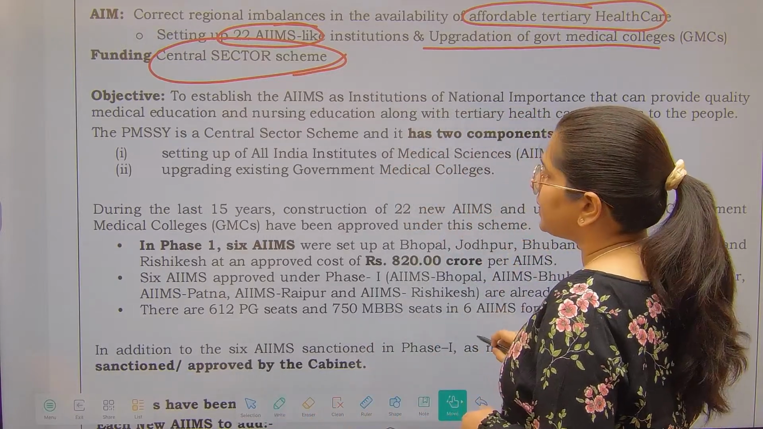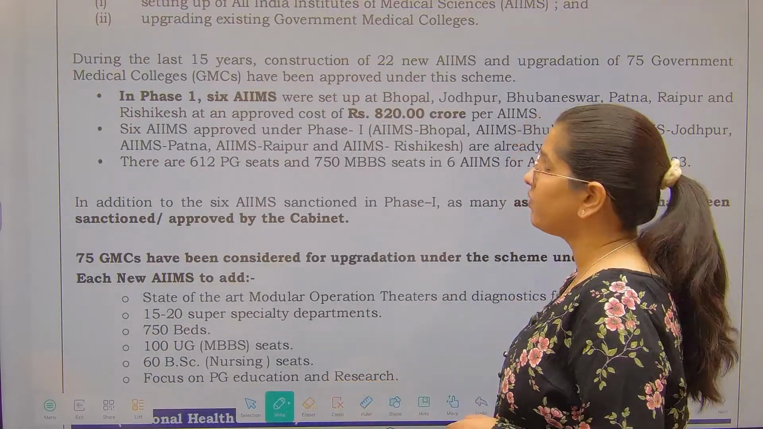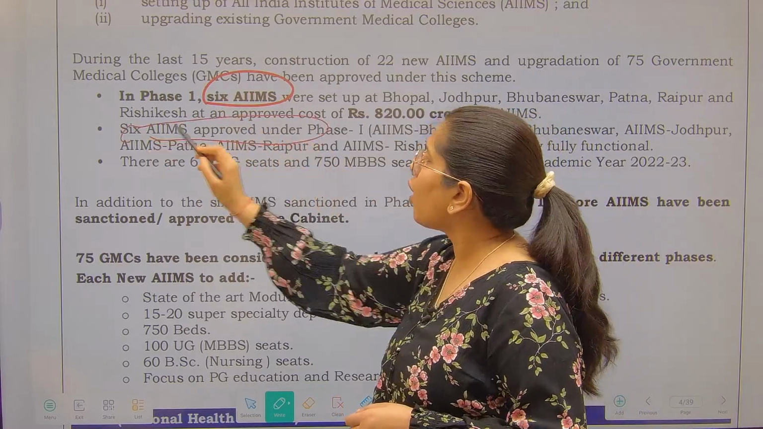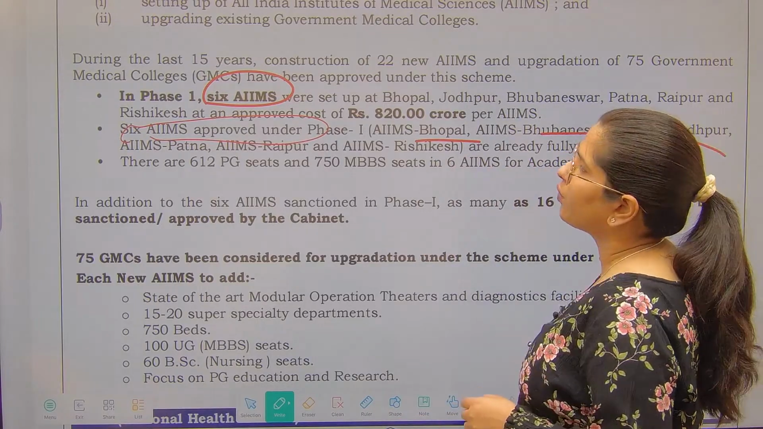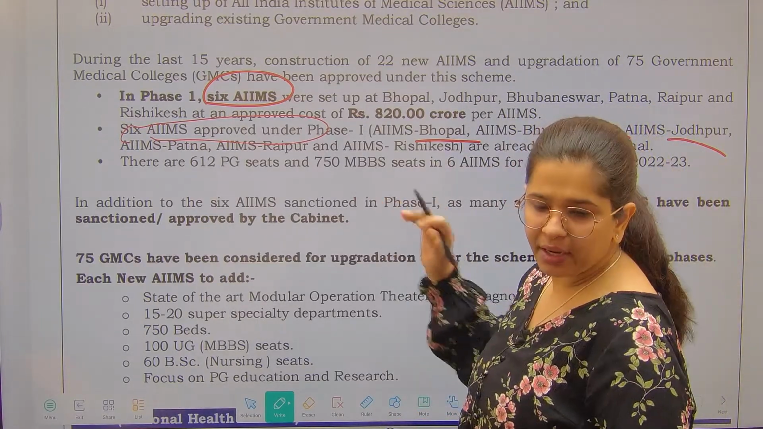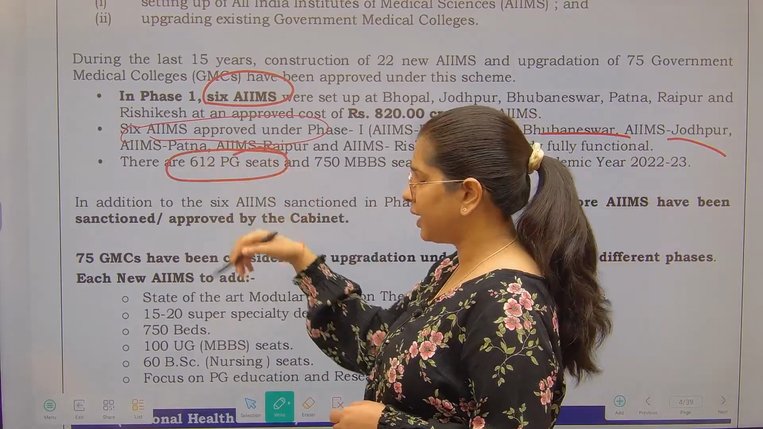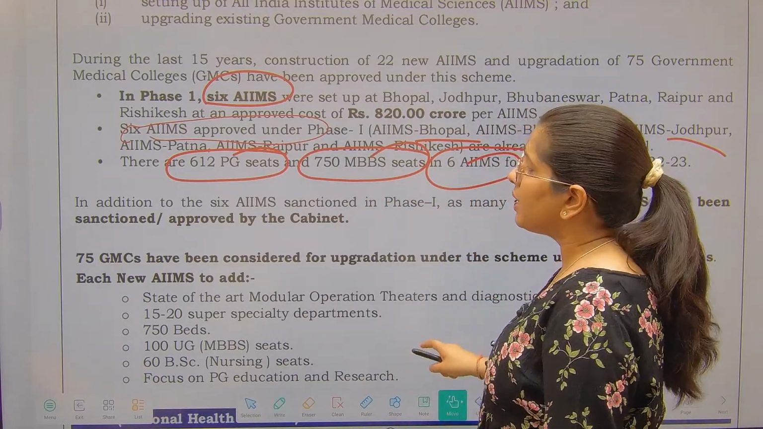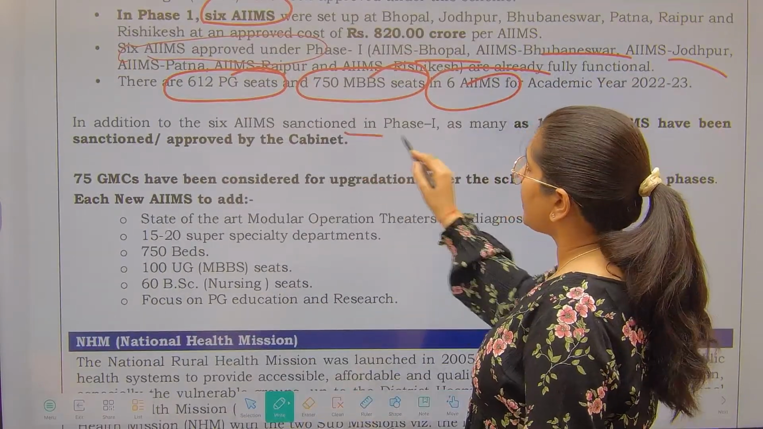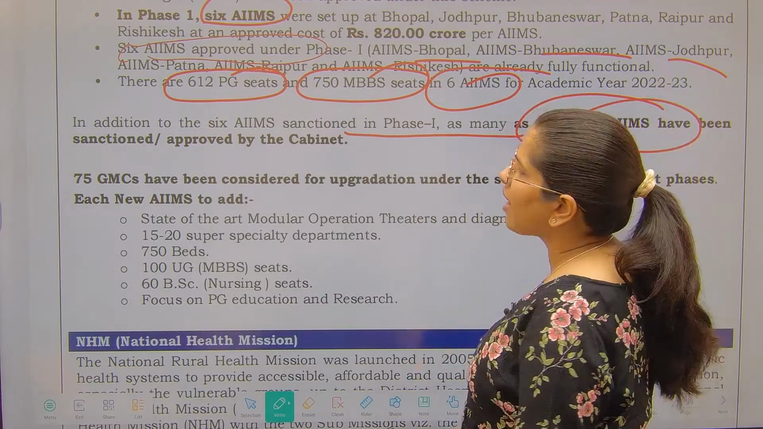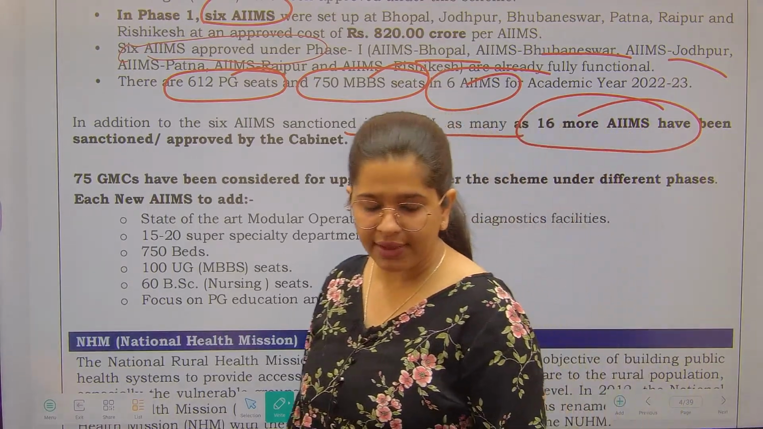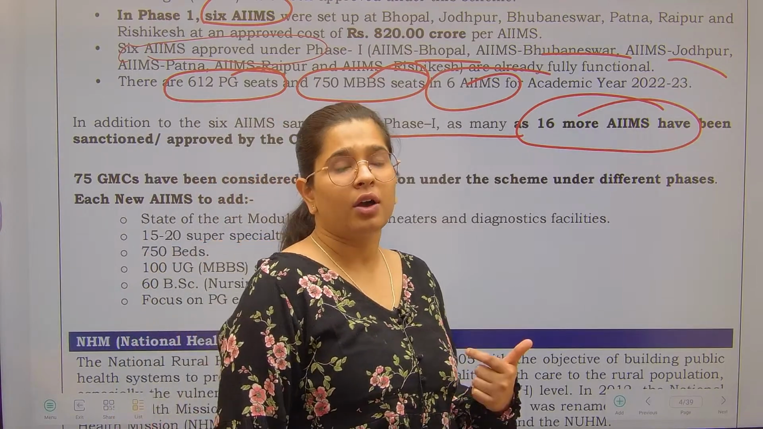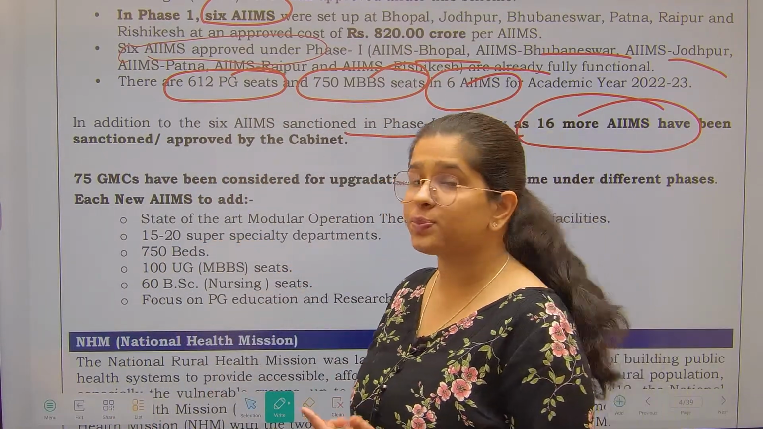Now the aim, we have already seen this. What has been the work that is being performed? In phase 1, 6 AIIMS were set up and these 6 AIIMS are already operational: AIIMS Bhopal, Bhubaneswar, Jodhpur, Raipur, Patna and Rishikesh. What happened on account of this? We have increased the PG seats as well as the MBBS seats in these 6 AIIMS, right? In addition to these 6 AIIMS sanctioned in phase 1, 16 more AIIMS have been approved by the cabinet. Obviously, we are establishing them in different areas of the country, so that every citizen of our country should have good quality tertiary health care as per his or her needs.